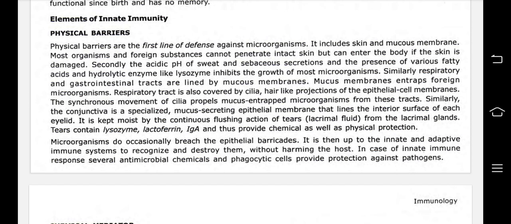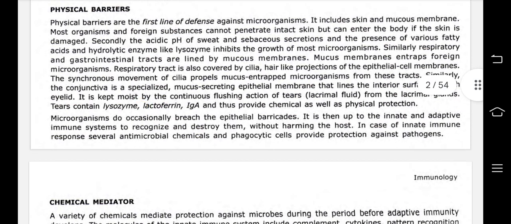Similarly, the respiratory and gastrointestinal tracts are lined by mucous membranes. Mucous membranes entrap foreign microorganisms. The respiratory tract is also covered by cilia, hair-like projections of the epithelial cell membranes. The synchronous movement of cilia propels mucus-entrapped microorganisms out of these tracts.